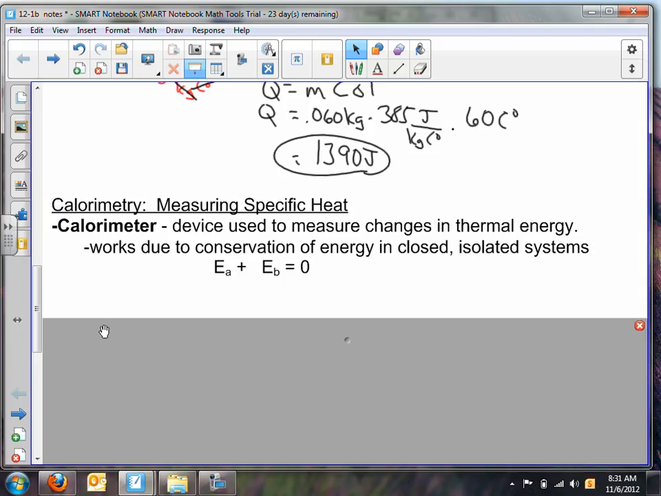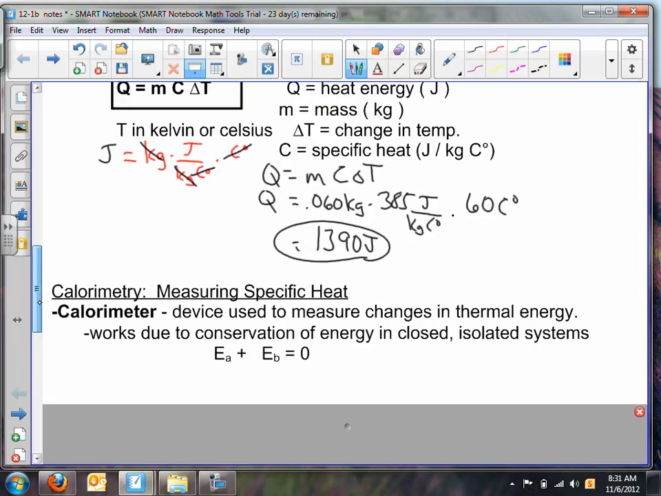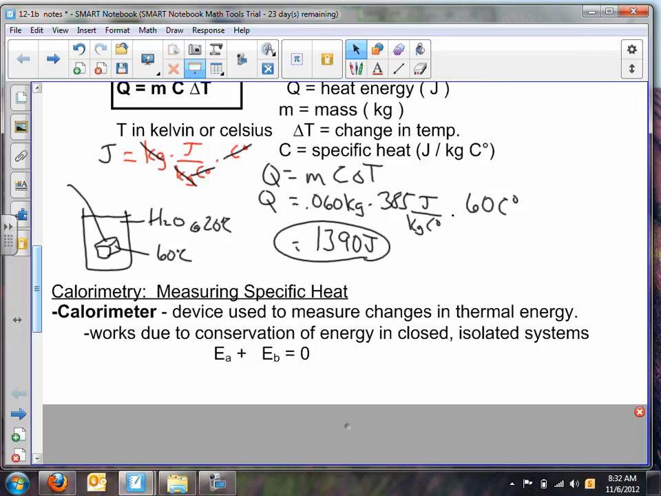So imagine you've got a calorimeter here full of water at 20 degrees Celsius. And if you add to that a block of metal at 60 degrees Celsius, what's going to happen is the metal will lose some of its heat energy to the water, so its temperature will go down. The water will gain heat, so its temperature will go up.